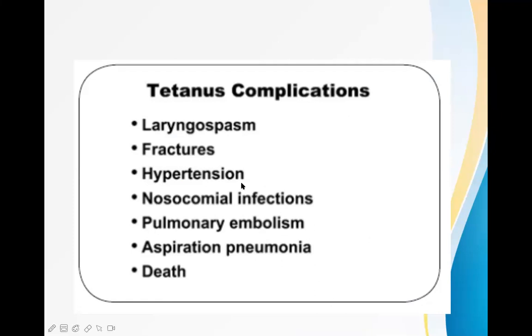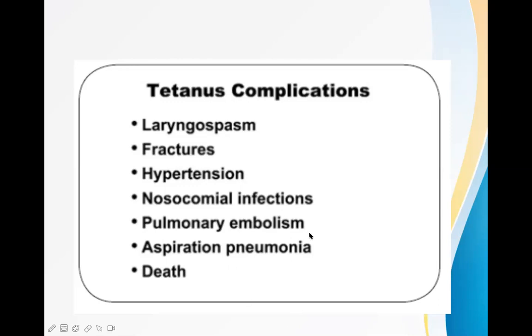Hypertension, because of autonomic dysfunction we already talked about; even hypotension can be there. Nosocomial infection, because the patient may be admitted in the intensive care unit for a long time, and nosocomial infection is very common in that setting. Nosocomial infection means hospital-acquired infection. This is very difficult to treat because drug-resistant organisms may be there.